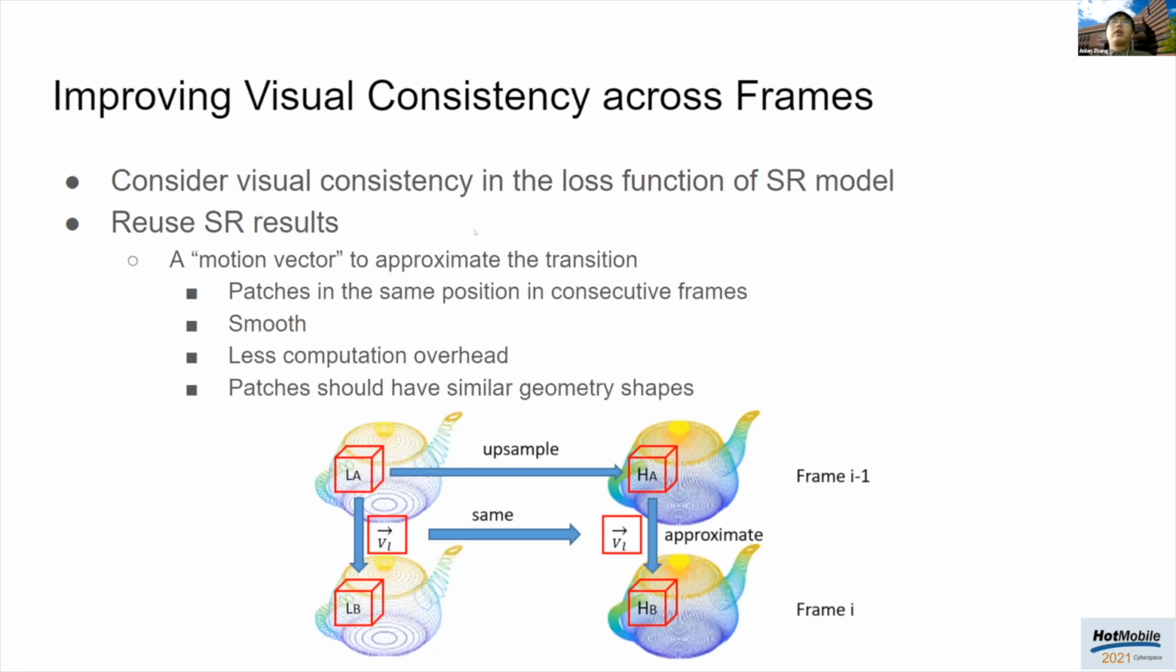However, the approximation may be inaccurate if the geometry shapes of 2 patches are very different. So for video on demand streaming, we can offline decide which SR results can be reused and pre-compute all the motion vectors we need.